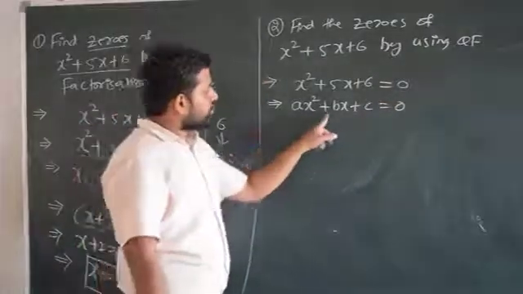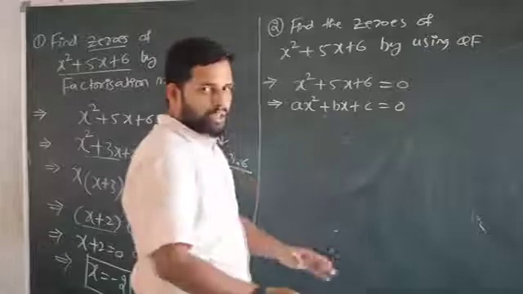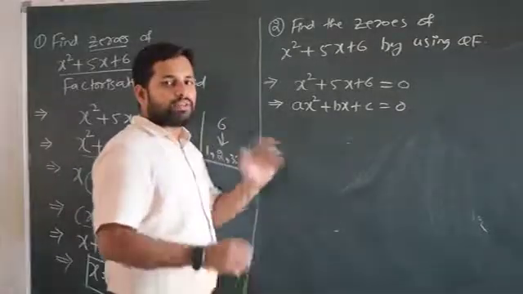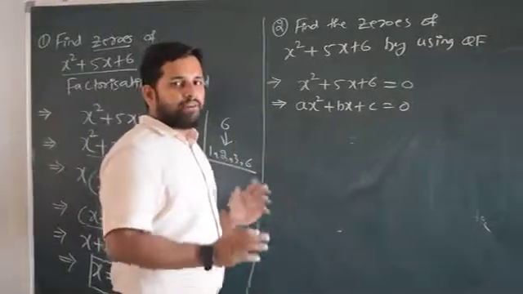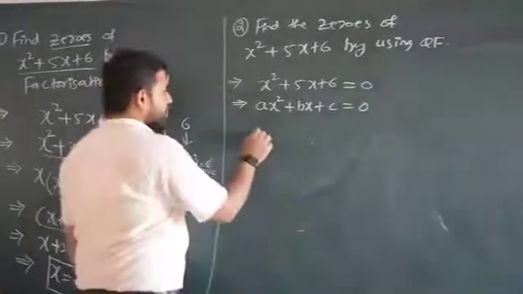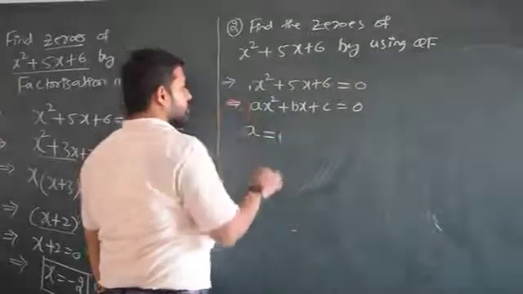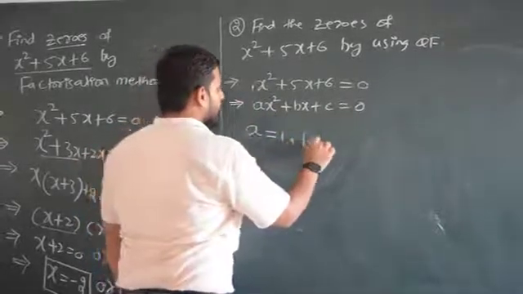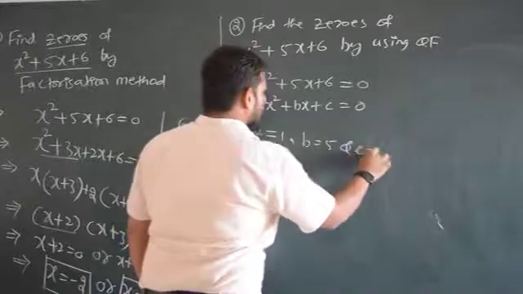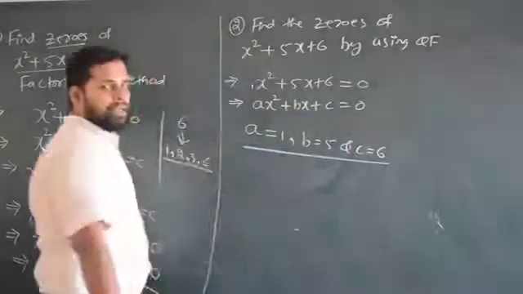ax square plus bx plus c equal to 0. You have to write this because this is a standard equation, the general form of a quadratic equation. Then I am going to write a is equal to, what is the value of a? If nothing is there behind x square, 1 will be there, so a is going to be 1. Then b is going to be 5 and c is going to be 6. Is it clear? A, B, C you have to write.